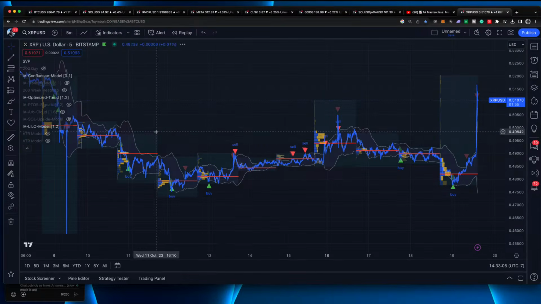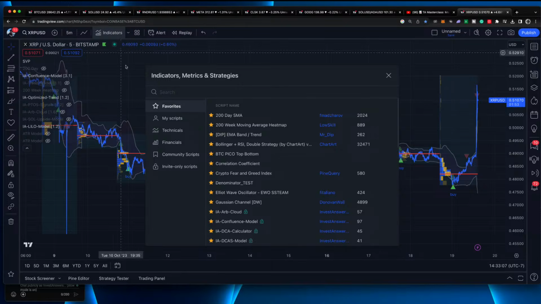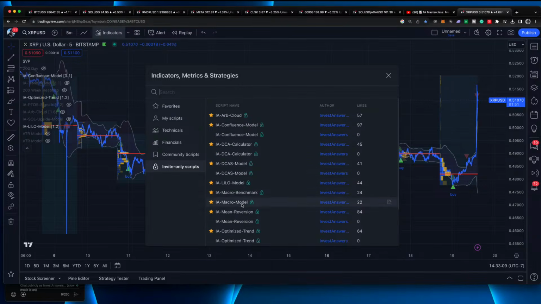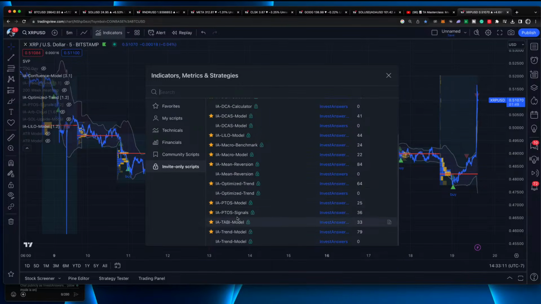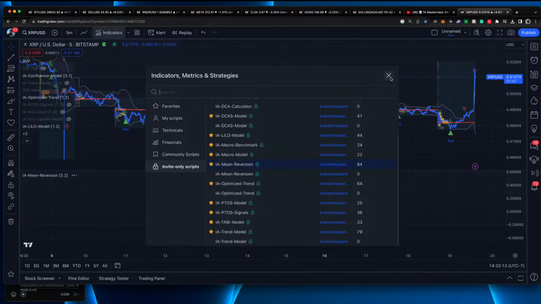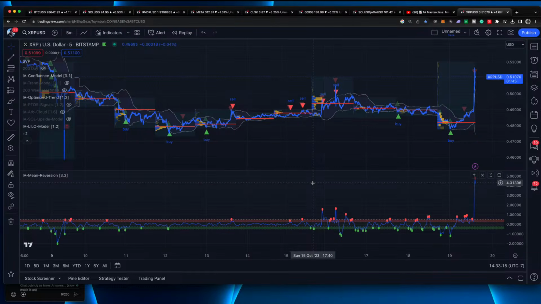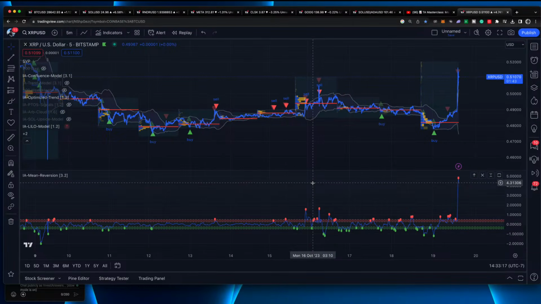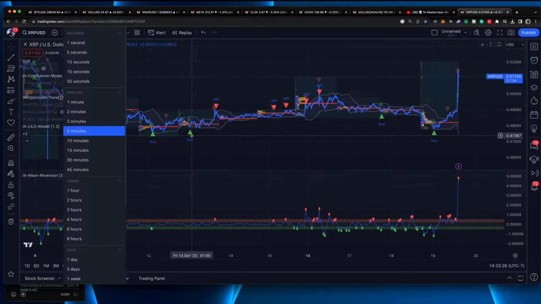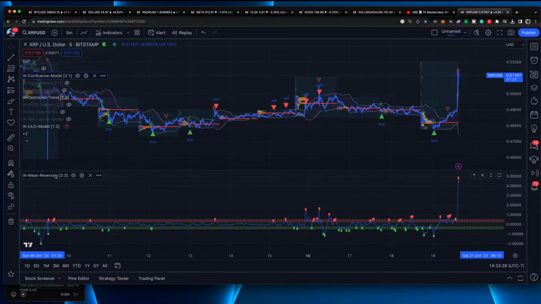Let's look at XRP. So we pull the indicator in, invite only script. We'll go to mean reversion. It's right here. And wow. Oh, Lordy. So you can see here, we're on the 5 minute, but XRP has pumped on the 5 minute. Let's do everything from scratch.